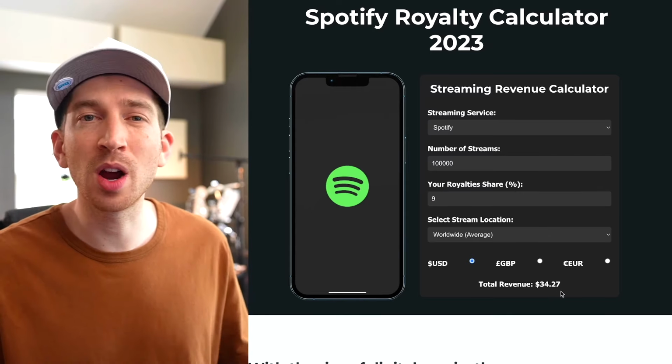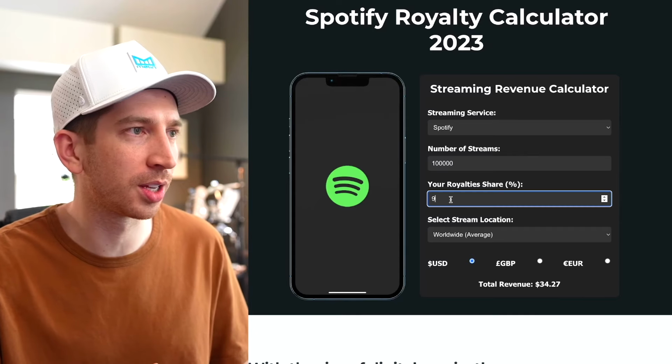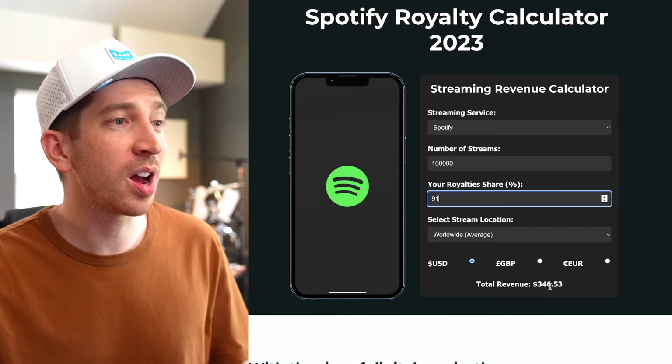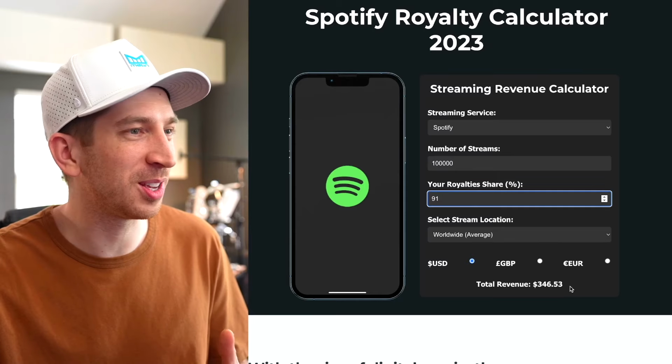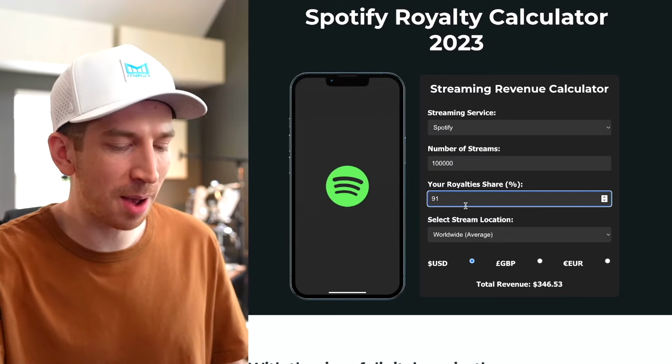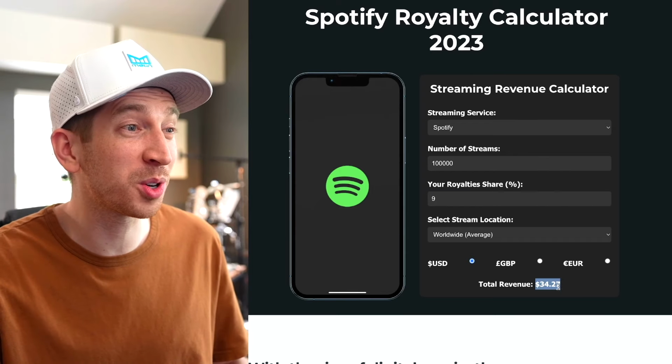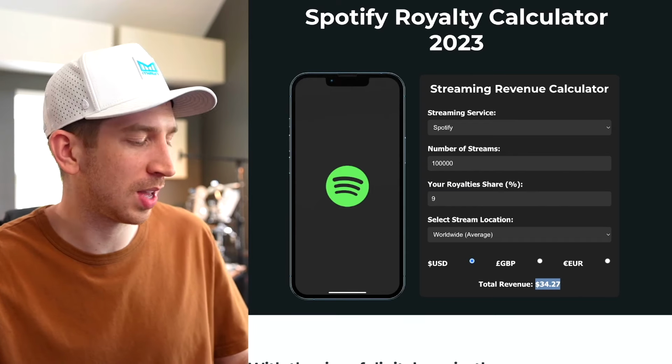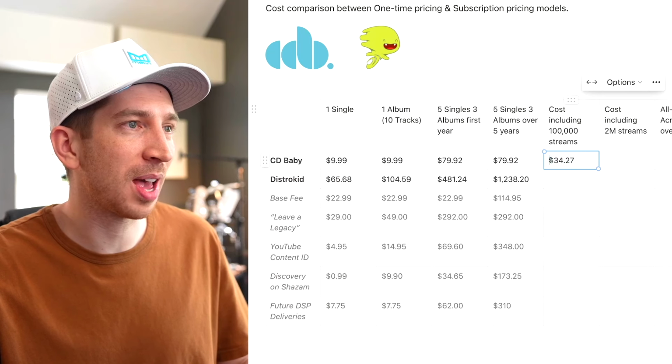$34.27 out of your roughly $380 royalty check. So you're still getting paid $346.53 even after CD Baby takes their cut. So that's not bad. To put things in perspective, $34 in fees for 100,000 streams is really not that bad at all.